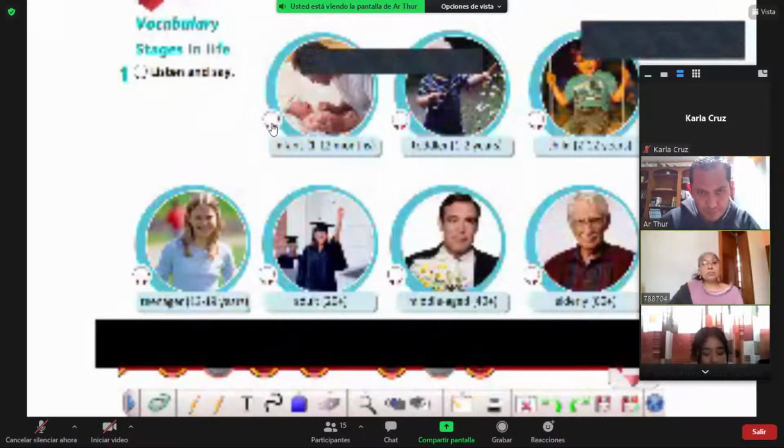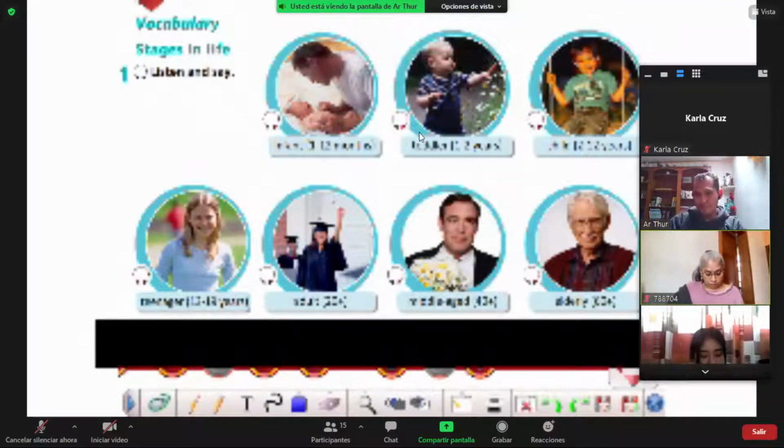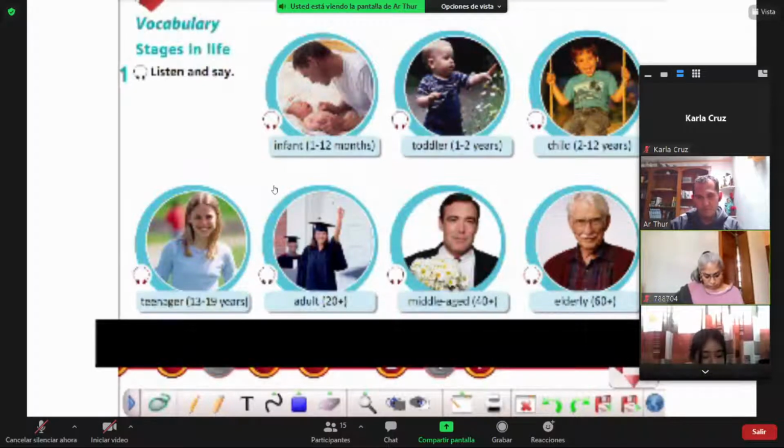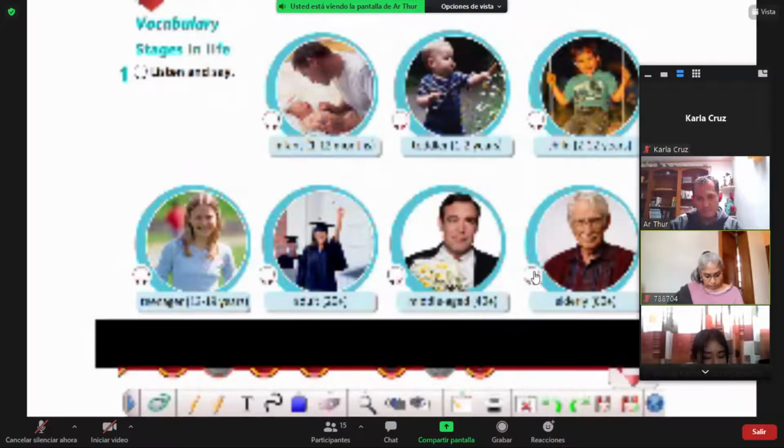Infant, 1 to 12 months. Toddler, 1 to 2 years. Child, 2 to 12 years. Teenager, 13 to 19 years. Adult, 20 plus. Middle-aged, 40 plus. Elderly, 60 plus.